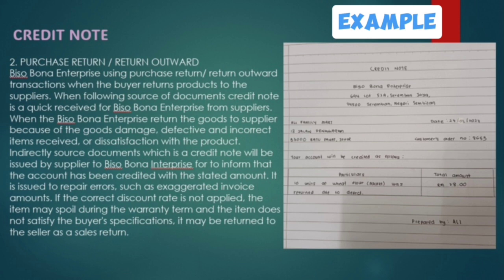Such a document, which is a credit note, will be issued by the supplier to Viso Bona Enterprise to inform that the account has been credited by the stated amount. It is issued to correct errors such as an exaggerated invoice amount. If the correct discount rate is not applied, the item may spoil during the warranty term, or the item does not satisfy the buyer's specification, it may be returned to the seller as a sales return.